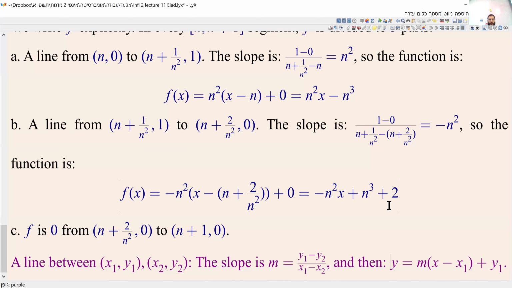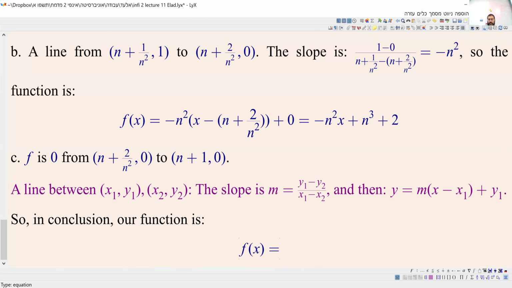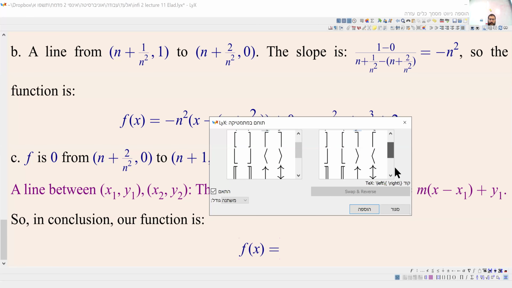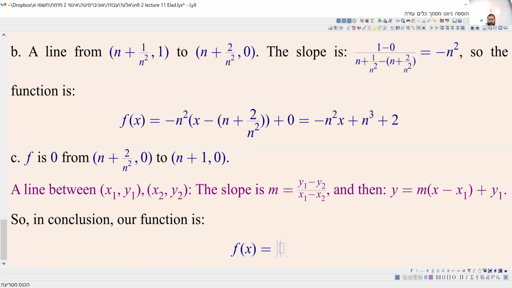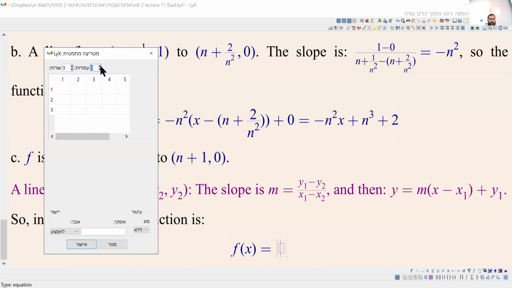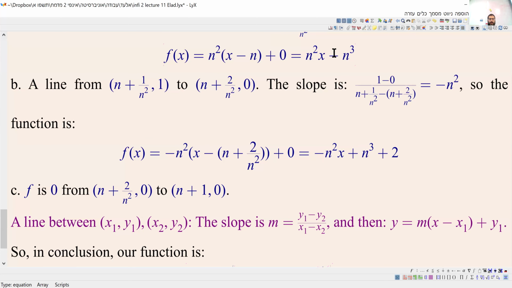Yeah. So, in the bottom line, in conclusion, our counterexample is f(x) is, when x goes from n to n plus 1 above n squared, the function is the first equation we have.